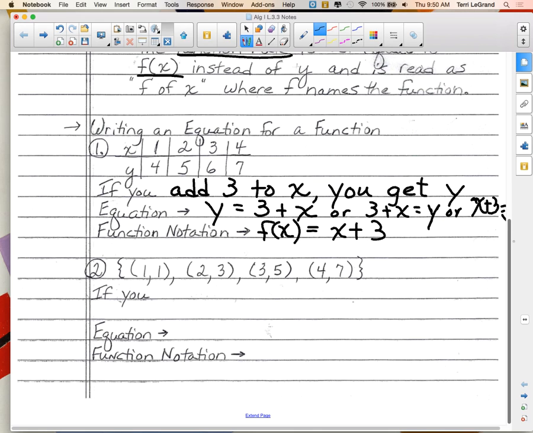So when they ask you to write it in function notation, there's not a y in it. The y has been replaced by the function notation f of x. Okay, you go ahead and try number 2 to figure out what's going on in that one.